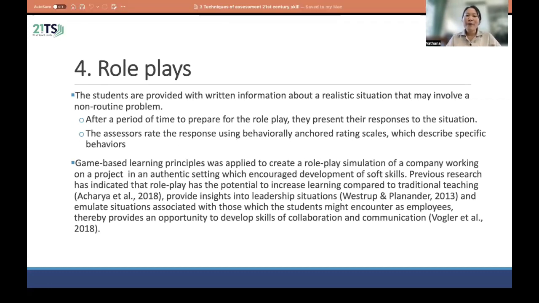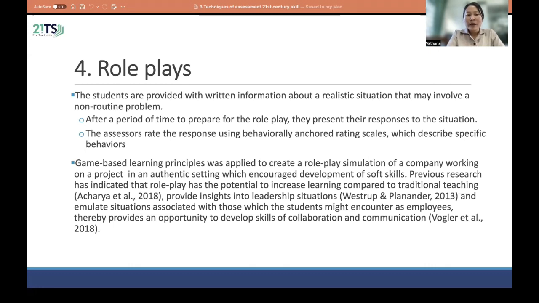The students are provided with written information about a risky situation that may involve a non-routine problem. After a period of time to prepare for the role play, the person presents their response to the situation, and the assessor rates the response using a behaviorally coded ranking scale that describes specific behaviors. The game-based learning principle was applied to students in a role-play simulation of a company working on a project in an athletic setting, which includes development of soft skills.